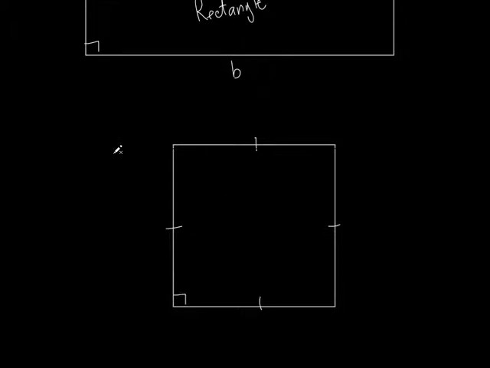Some books and some teachers teach different formulas for this, but a square is the same thing as a rectangle. Do you remember that from that chapter on quadrilaterals? A square is a rectangle. It's just a rectangle with all 4 equal sides. So I'm going to figure out the area of this.